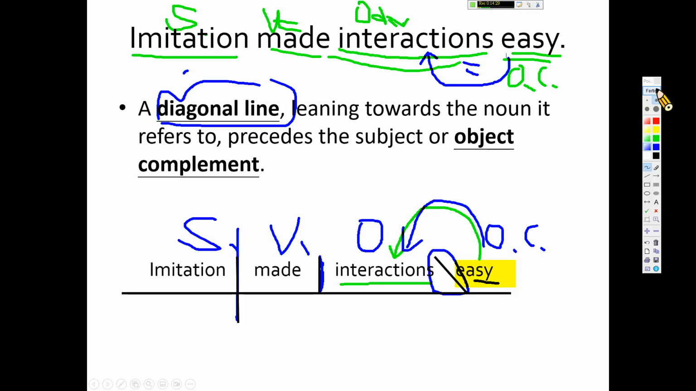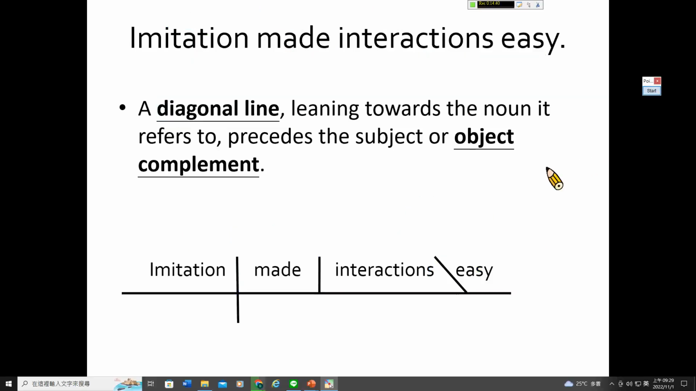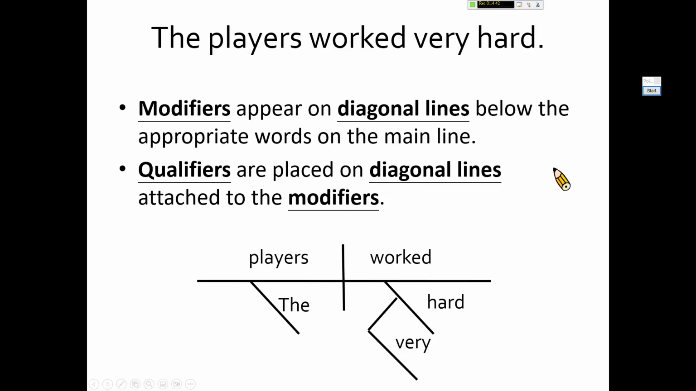So we do not use a shorter vertical line. Instead, we use a diagonal line to provide this kind of linkage. Okay? Now, let's do the next one. So here we practice a little bit harder by adding in the concept of modifiers.